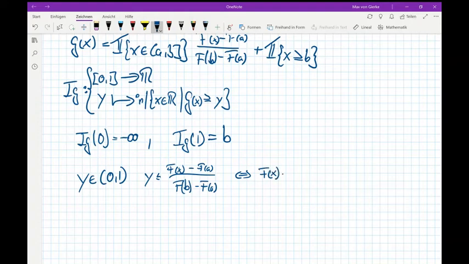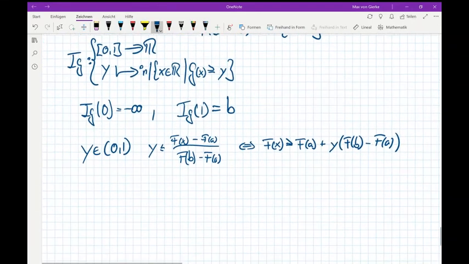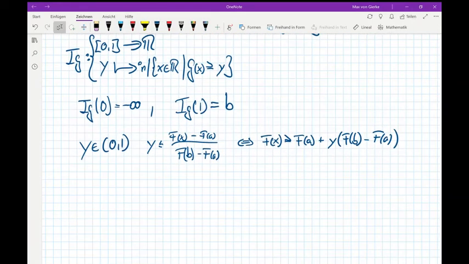Fx is bigger or equal than fa plus y fb minus fa, right? Yeah, should be right. Okay, but we are interested in x, so we have x in here. What do we do now?